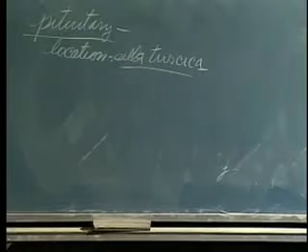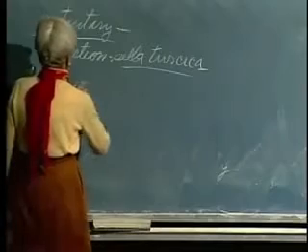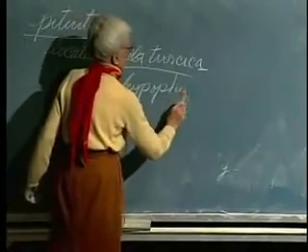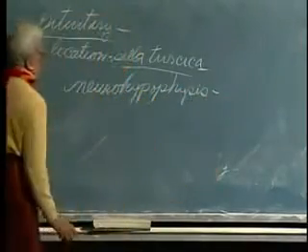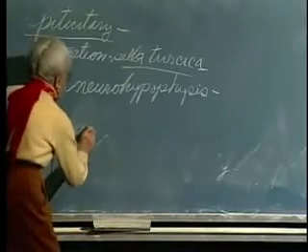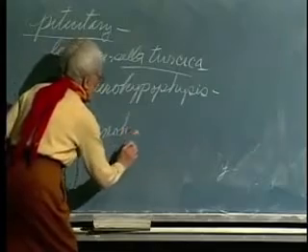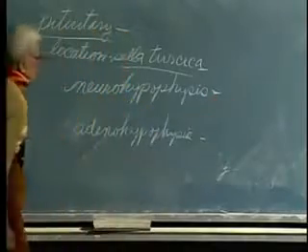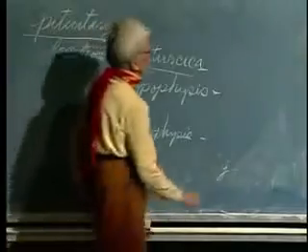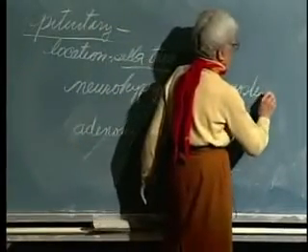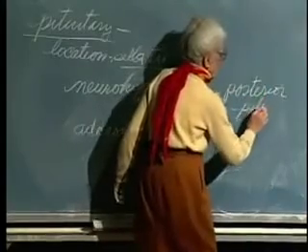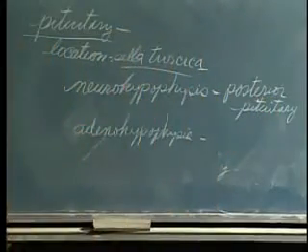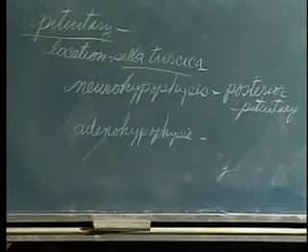Now it has two components. We have a neurohypophysis and we have an adenohypophysis. The neurohypophysis is the posterior pituitary. And the adenohypophysis is the anterior pituitary.